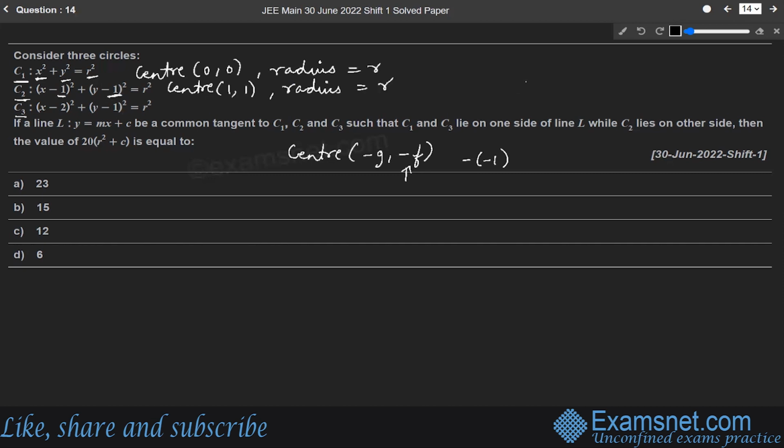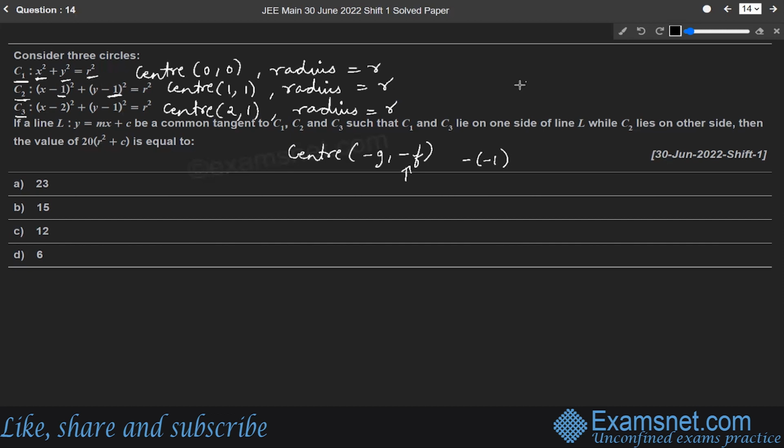Now considering the third circle, which is C3, the equation is (x minus 2) square plus (y minus 1) square is equal to r square. So here its center will be minus of minus 2, which is plus 2, minus of minus 1 is plus 1, and the radius will be r again. So now we have the center and the radius of three circles. Okay, so now we can easily draw the diagram of these given circles.